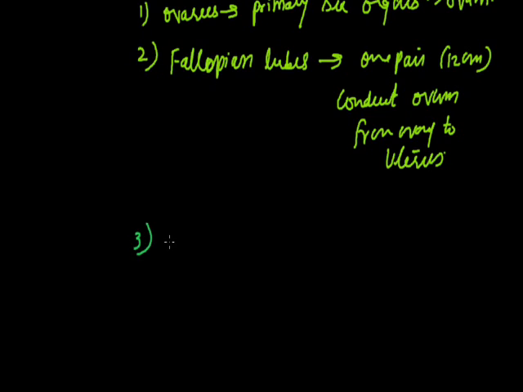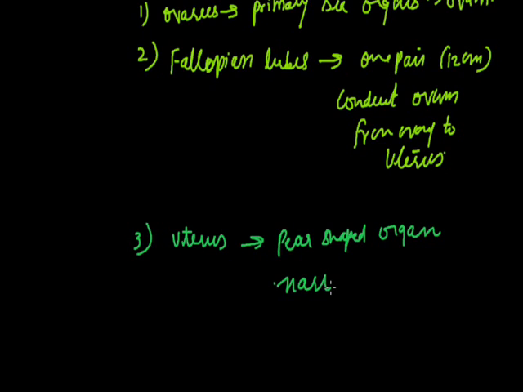The third part of the female reproductive system is the uterus. Uterus is a large hollow muscular pear-shaped organ. It is the site for fetal growth during pregnancy and it takes part in the placenta formation. It has a broad main body and a narrow cervix. A narrow portion that is called the cervix region is present here.